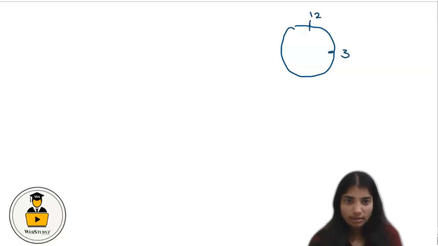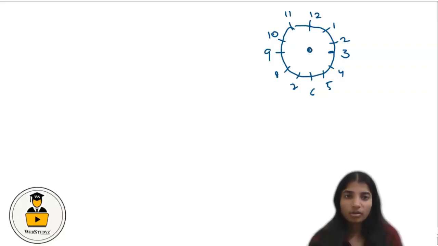So here, let's first make our clock. This is our clock. This is 12, 3, 6 and 9, and in between them 1, 2, 4, 5, 7, 8, 10 and 11. So this is our clock.